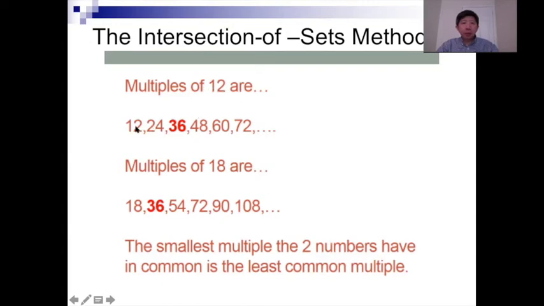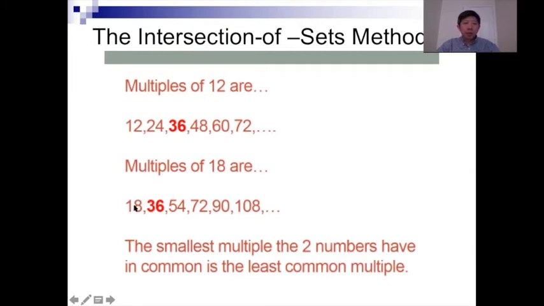Multiply by 1, 12. Multiply by 2, 24. Multiply by 3, 36. Multiply by 4, 48. Multiply by 5, 60. Multiply by 6, 72, and so on. Usually I will list at least 5 of them, and then if needed I will list another 5 to see if I can find the LCM.